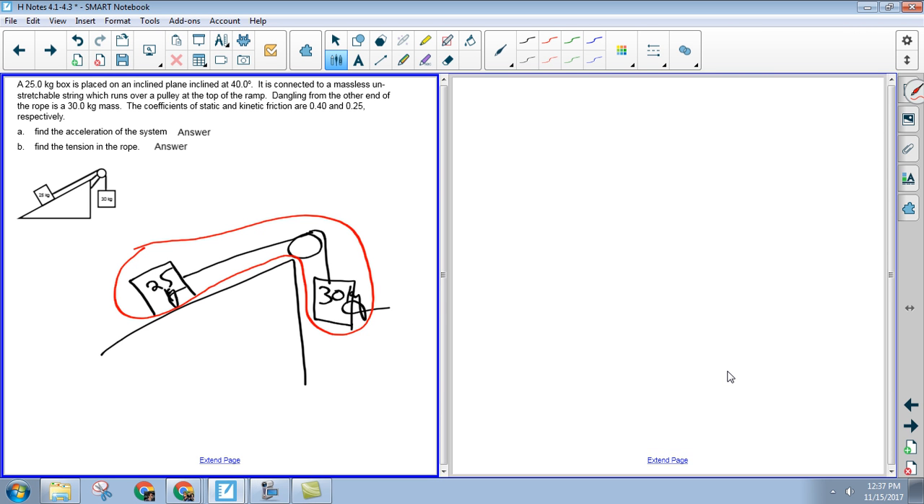Okay, so here's what we're doing. We've got our 25 kilogram block on the ramp and a 30 kilogram block hanging. The first thing we're going to do is look at the total system of both blocks, which I've outlined here in red. Everybody good with that?